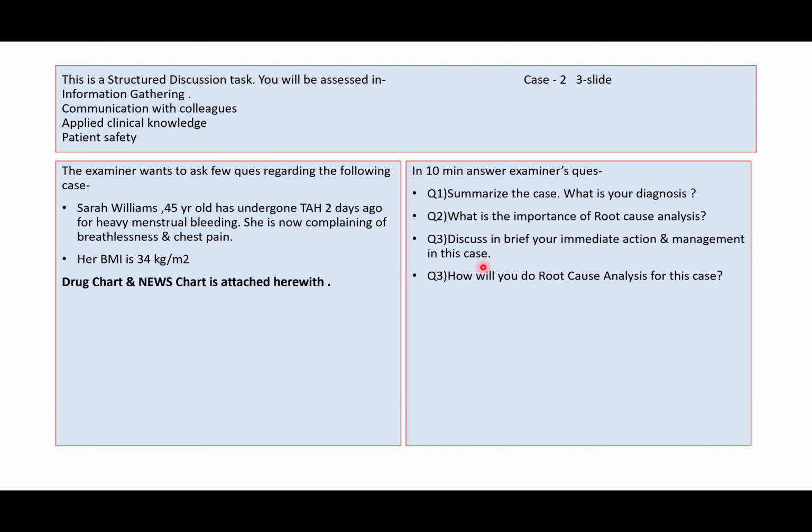In the clinical governance part, we will do our duty of candor, explaining and apologizing to the patient about the lapse in care, and the incident report will be filed. Debriefing will be done, documentation will be done, and I forgot one.